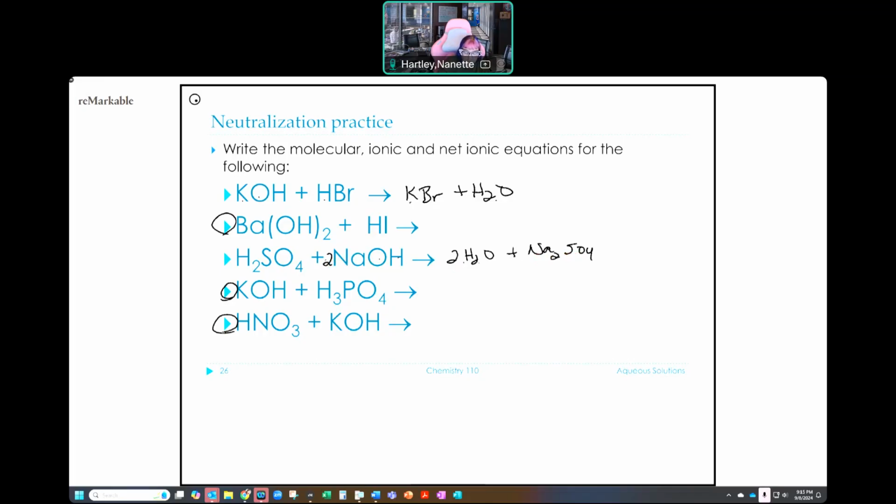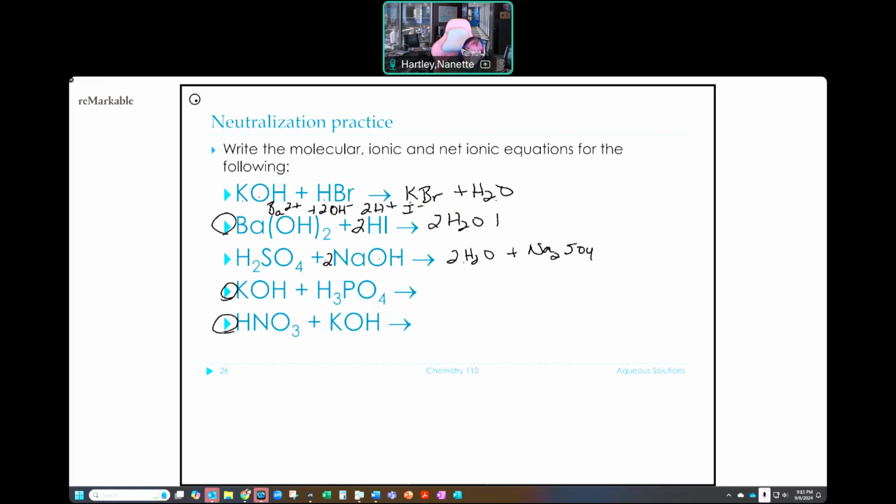Now, I'm going to go ahead and do this one, and I'm going to walk through this in detail. So I know that this is Ba2 plus and 2 OH minus. I know this is H plus and I minus, right? I know those are the ions that make those things up. So if I'm going to trade partners, I'm going to have OH minus go with H plus. And that means I'm going to get an H2O out of that. Since I have two of these OHs, I need to have two of those H's. And that means I need to have two of the I's also. So two of each. So I put a 2 out there. And so I end up with two H2Os.